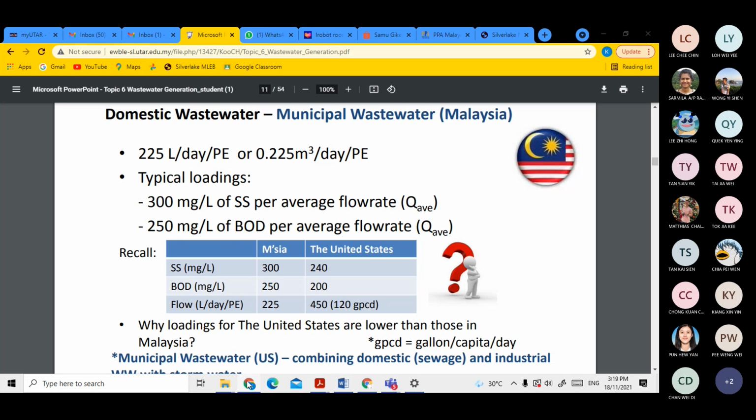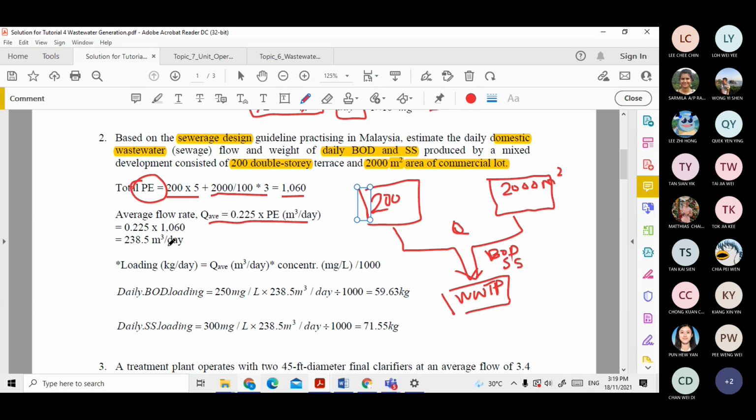So that's why we have this equation to calculate the flow. After the flow Q, we can calculate the loading, the BOD and SS. BOD and SS are two very common water quality parameters to assess the cleanliness of the water. From the suspended solids, we can assess the turbidity, the clarity of the water, and from the BOD, we can roughly assess the organic waste in the water. So these two are very important parameters.